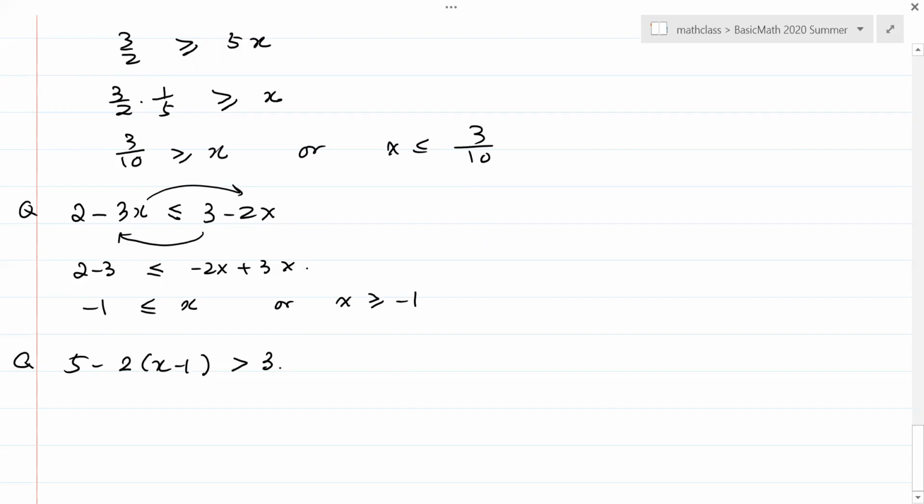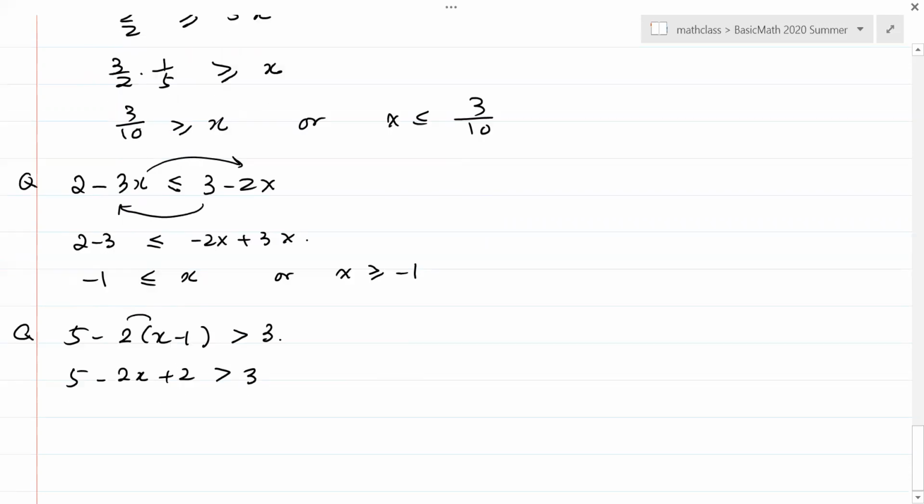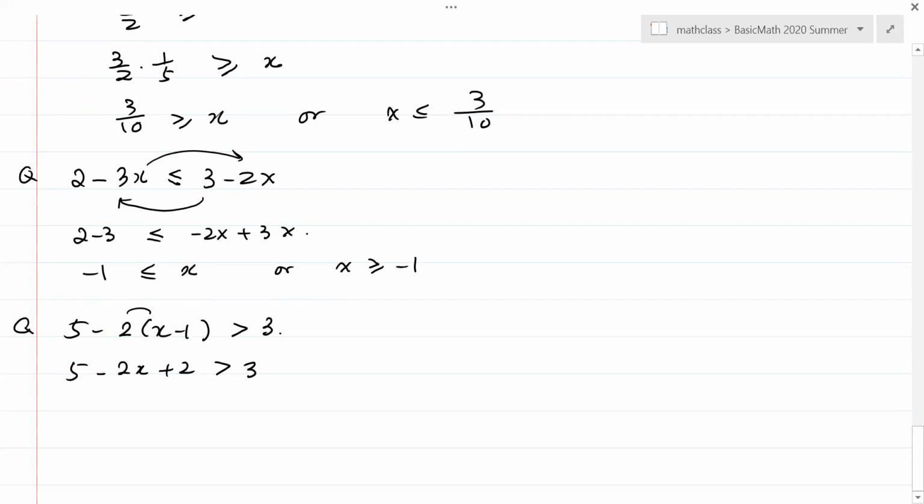Okay. So first of all, you simplify the left-hand side. Now there are a couple of ways to do it. Let's do this first. So 5 minus, you multiply this out, negative 2x. Negative 2 times negative 1 is positive 2, greater than 3. That's the first step. Then you have negative 2x, 5 plus 2 is going to be 7.